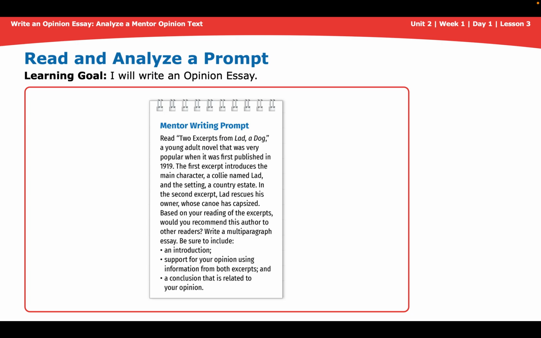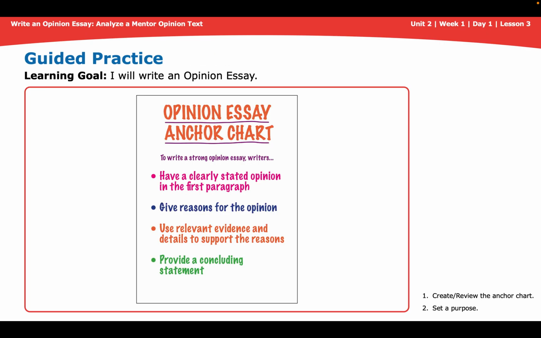To respond to the prompt, I need to write an opinion essay with multiple paragraphs. The prompt tells me I need to include an introduction, support for my opinion using information taken from both excerpts, and a conclusion. So this will help me plan out my paragraphs. But first, let's look at what a good opinion essay has. It has a clearly stated opinion in the first paragraph. Then you need to have reasons for your opinion, and you can use relevant evidence and details to support those reasons. And then you need to provide a concluding statement.